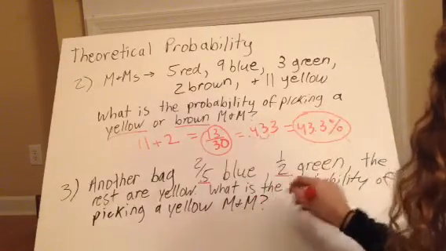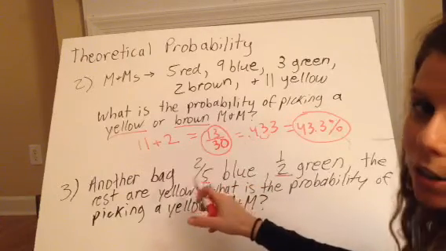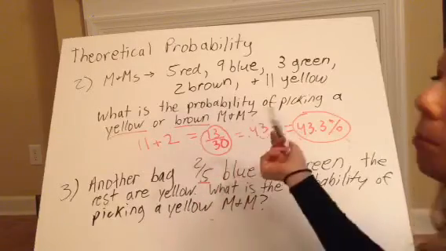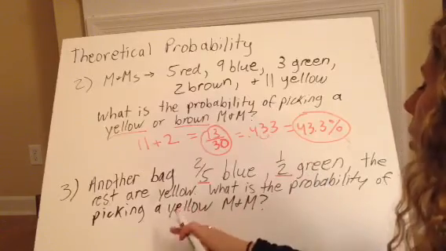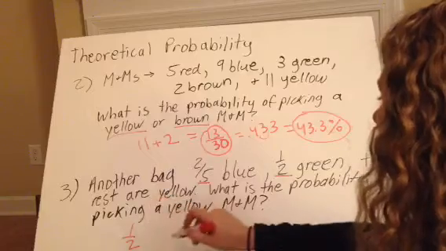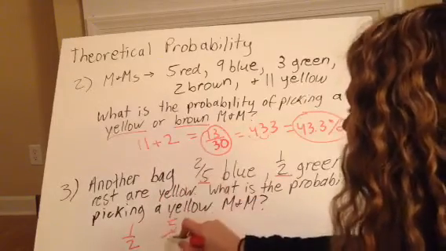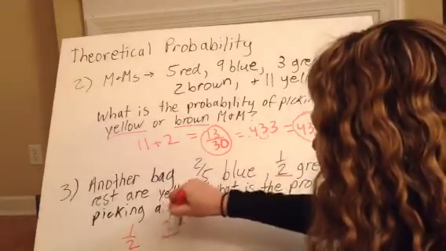So we want to know the probability of picking a yellow M&M. Well, we're not given the fraction for the yellow. We only know the blue and the green. But we're in luck because we remember that probability always adds up to 1. So if we know that 1/2 is the first one, and then we have 2/5 for the blue.